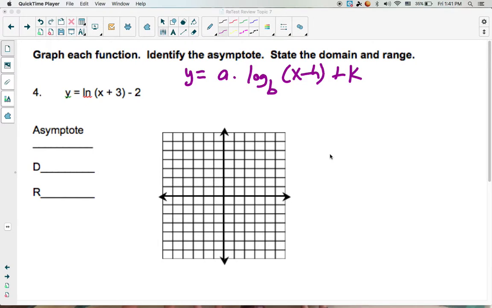Retest review for test number 2. This is problem number 4. We're going to graph y equals ln, which is natural log, of x plus 3 minus 2.